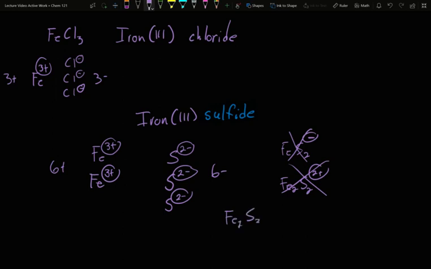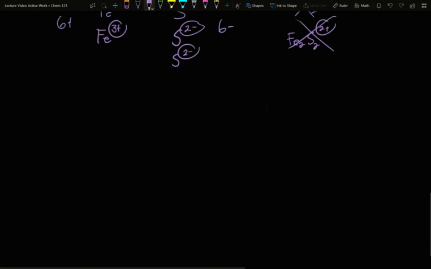Fe2S3. So our iron 3 sulfide is Fe2S3. I need 2 of my cations for every 3 of my anions for the charge to balance. Let's try a few different elements too.